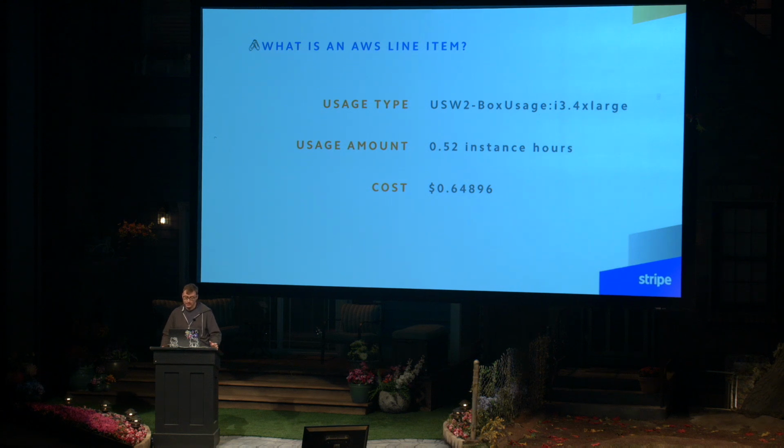Finally, we have the cost. Cost is like why we're here. It's what we're optimizing, so it's important that we know how to measure it. Here, that 0.52 instance hours corresponds to about 65 cents worth of cost for the hour's time period. Important thing to note is this usage amount has units that depend on the type of SKU. So for instances, it's time. For S3, it's gigabyte months. For DynamoDB, it's reads and writes.